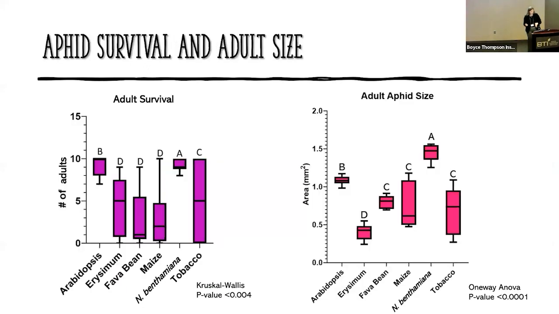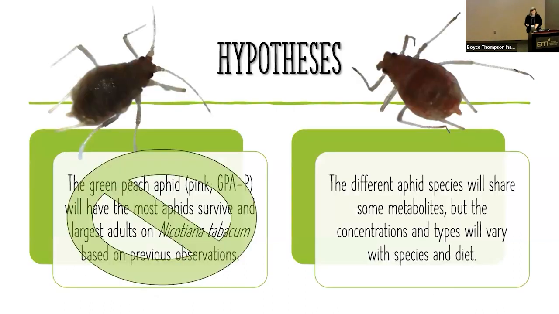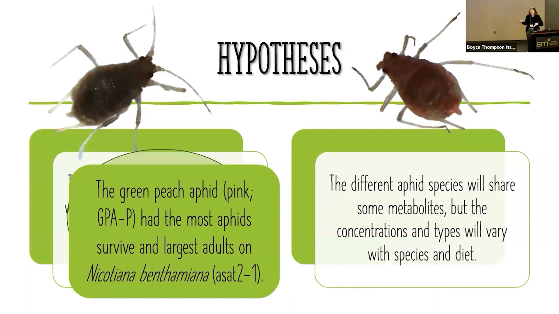Based off of our bioassay, we determined that N. benthamiana, which is this one with A right here, had the most aphids survive on it, which was a statistically significant result as compared to the rest. They also had the largest aphids, which meant that they were getting the most nutrient out of the plant because they were able to feed the best. Because of that, I would say there was not support for my first hypothesis that they would perform the best on Nicotiana tabacum, but instead they performed the best on the Nicotiana benthamiana ASET2-1 mutant.